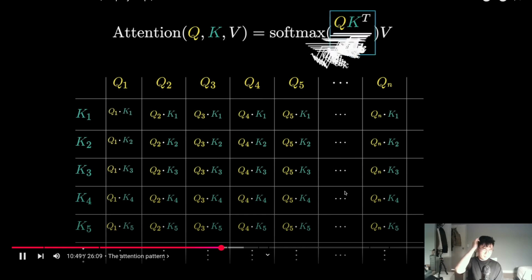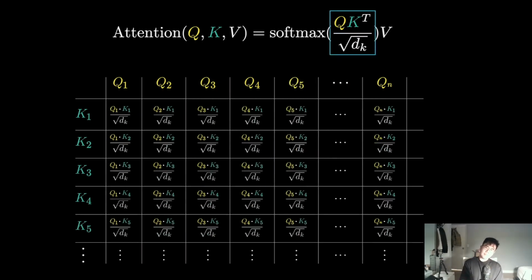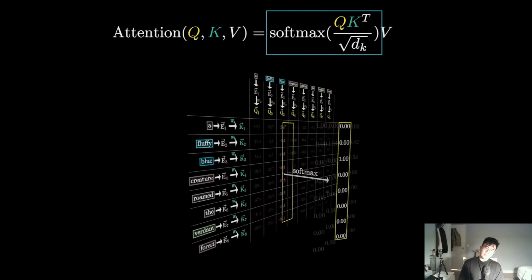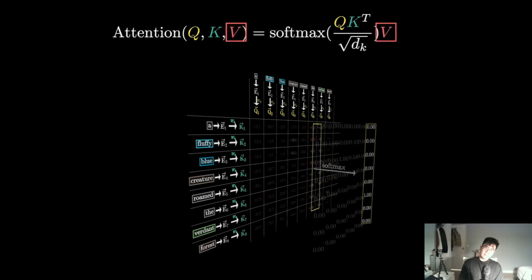It happens to be helpful to divide all of these values by the square root of the dimension in that key query space. Then this softmax that's wrapped around the full expression is meant to be understood to apply column by column. As to that V term, we'll talk about it in just a second.